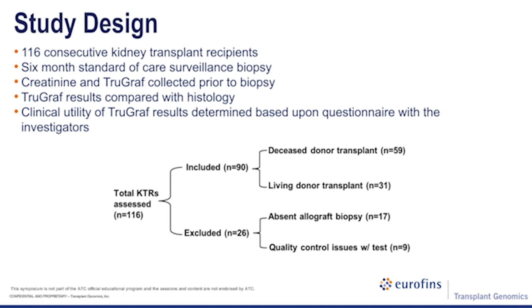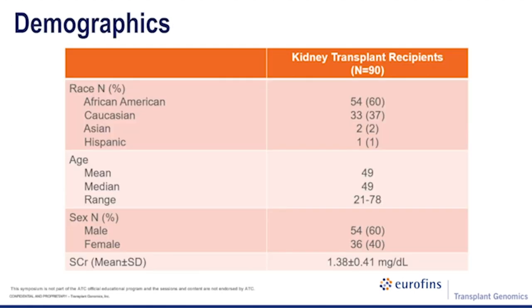So of the 116 kidney transplant recipients that were assessed, 26 were excluded because they ultimately never had their biopsy done, or there was a quality control issue with the test. So the final analysis included 90 patients, 59 were deceased donor recipients, and 31 were living donor transplant recipients. The demographics were kind of what we would expect to see in a program such as ours. 60% were African American, 37% were Caucasian, the remainder were Asian and Hispanic. Mean age was 49 years old, with a range between 21 and 78. 60% were men, 40% were women, and the mean serum creatinine was 1.38.